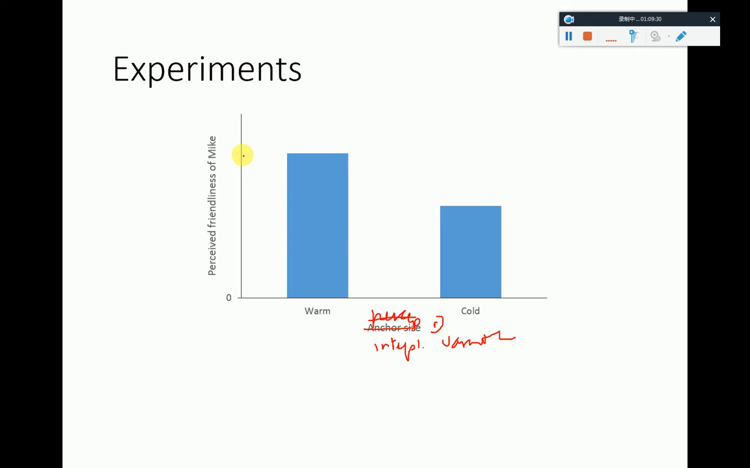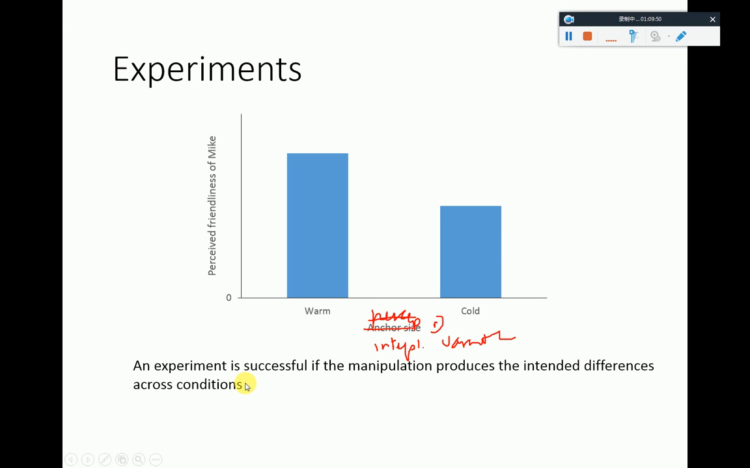If we make the graph better, we'll see the readings here, 5.5 and 3.5. In general, on average, people who believe that Mike is warm perceive Mike as more friendly than people who believe Mike is cold. So this result suggests that our experiment is successful.